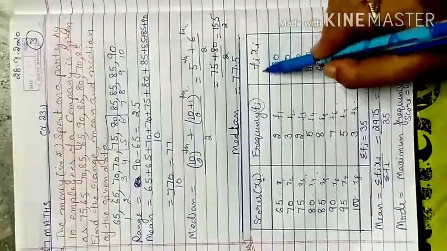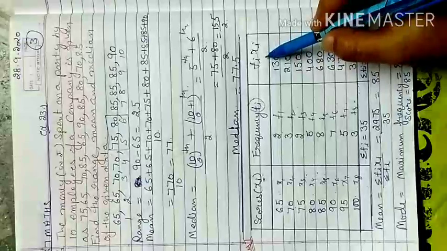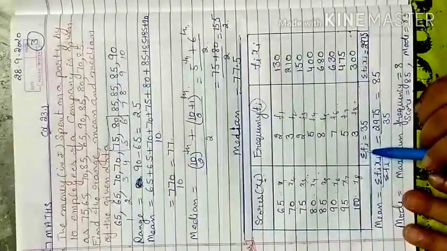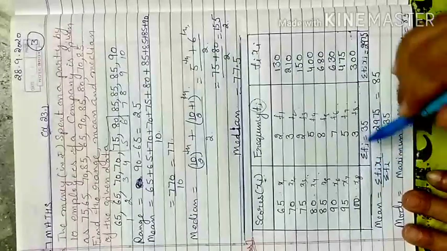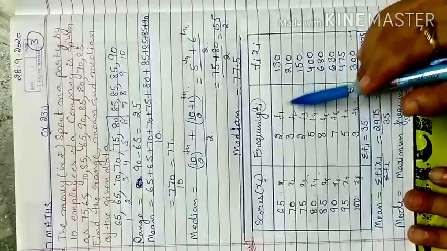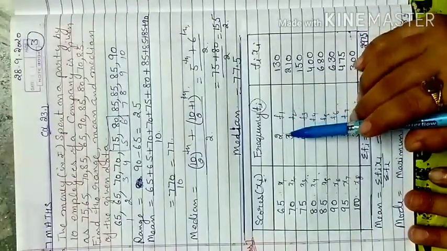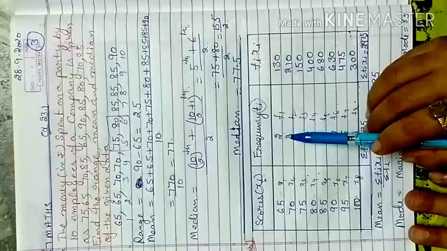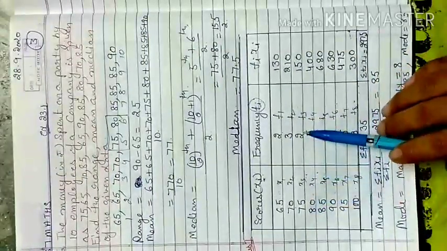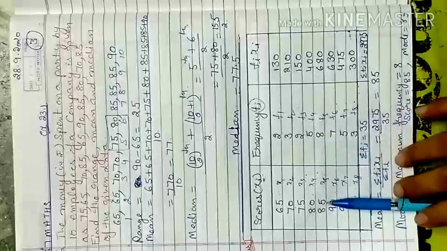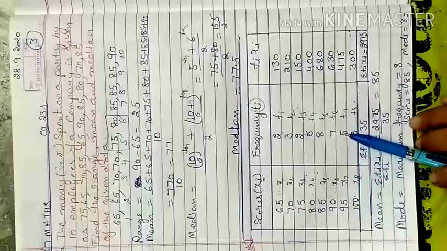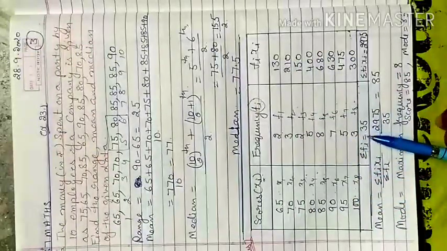Now you have to find the mean. According to that, my formula is a summation. This sign we call sigma. Sigma means whatever different types of f values are present, you have to add. So what does this frequency mean? Frequency means 65 occurs 2 times in the data, 70 occurs 3 times, 75 occurs 2 times, 80 occurs 5 times, 85 occurs 8 times, 90 occurs 7 times, 95 occurs 5 times, and 100 occurs 3 times in the raw data.